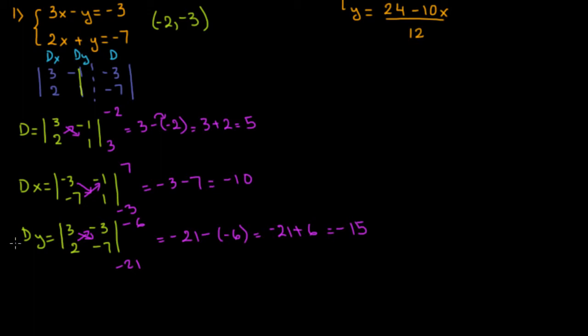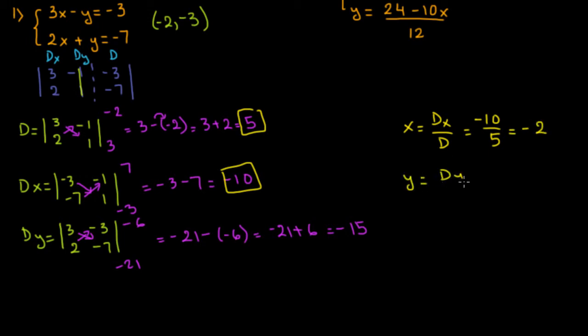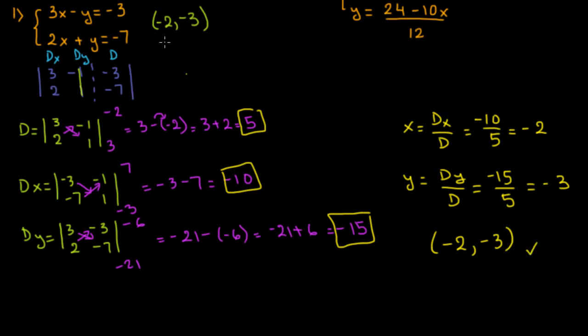Then we apply Cramer's rule. We have x equal to dx divided by d. Then we have dx is negative 10 and d is 5. So negative 10 divided by 5 gives me negative 2. And y equal to dy divided by d. And dy is negative 15, divided by d is 5, so we have negative 3. Then the final answer: you have to write your final answer in x and y order. So we have negative 2 and negative 3 is the final answer.